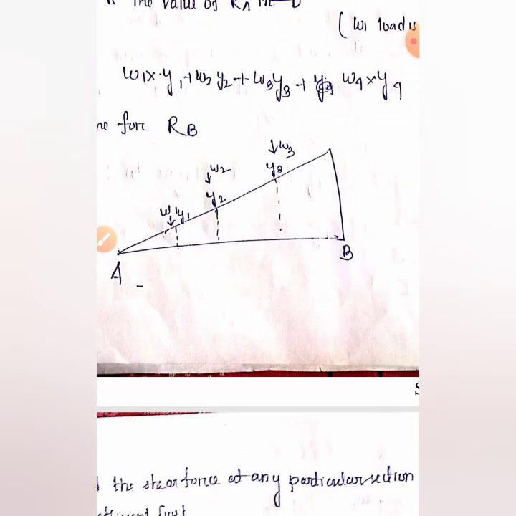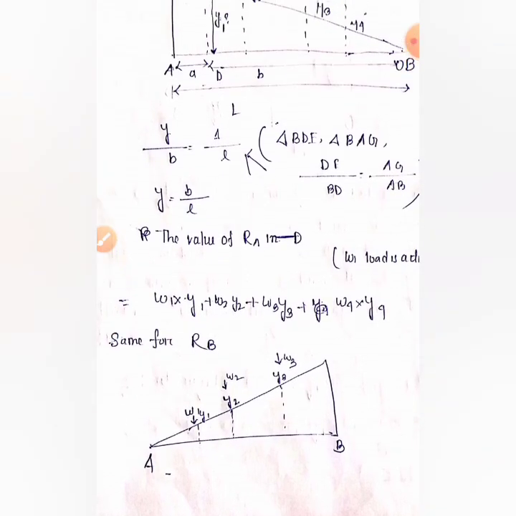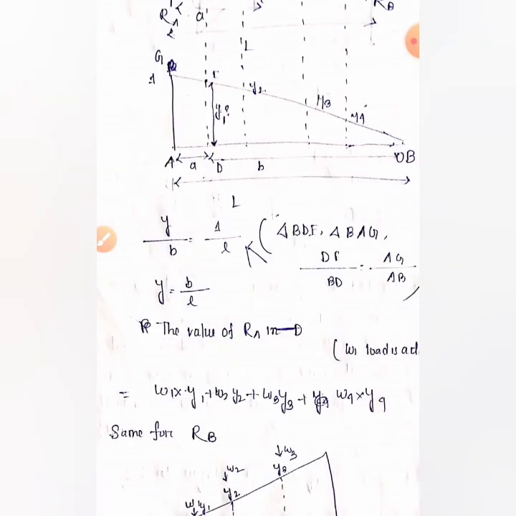So what is the technique, what is the process? First, to understand, suppose in AB simply supported beam, W1 load is acting at the point D, W2 load is acting at the point C, and W3, W4, etc. So what we will do, we'll just project these points on the ILD of RA.